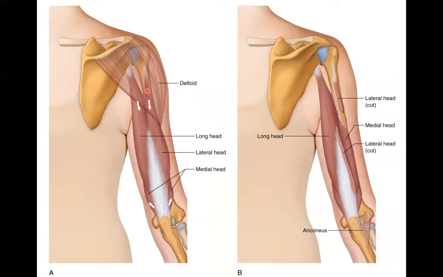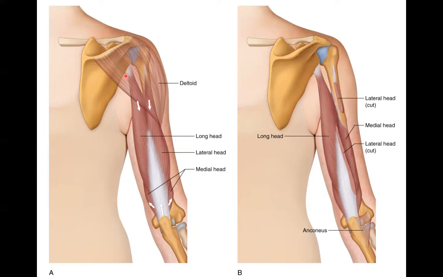The long head originates on the scapula at that infraglenoid tubercle. So the long head crosses the shoulder joint and can cause movement at the shoulder joint. And the other two heads originate on the humerus, the lateral head and the medial head. And it's difficult to see the medial head unless the lateral head has been cut. So that's what's being illustrated on the right here, is the lateral head has been cut to show the origin of the medial head.